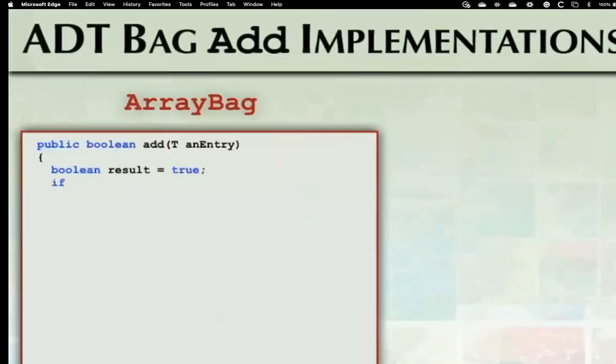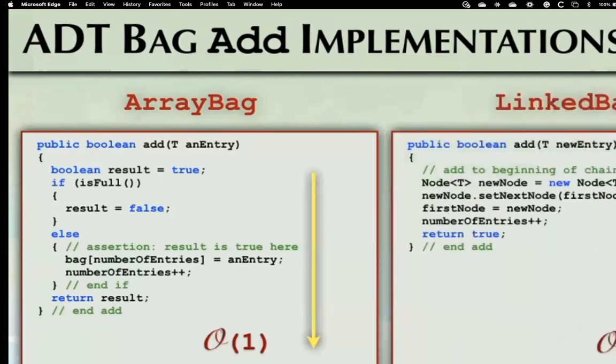As we examine the array bag add implementation, we see that each step in this method, detecting whether the bag is full, assigning a new entry to an array element, and incrementing the length, is a big O of 1 operation. It follows then that this method is big O of 1. Intuitively, since the method adds a new entry right after the last entry in the array, we know the index of the array element that will contain the new entry. Thus, we can make this assignment independently of any other entries in the bag. Similarly, for the linked bag add method, all of the statements in this method represent big O of 1 operations.